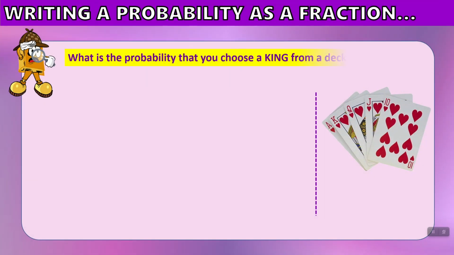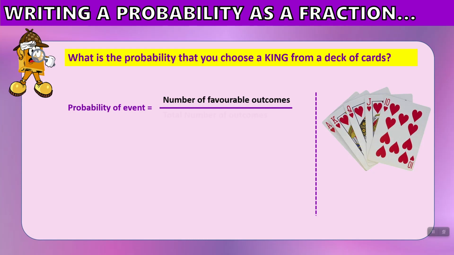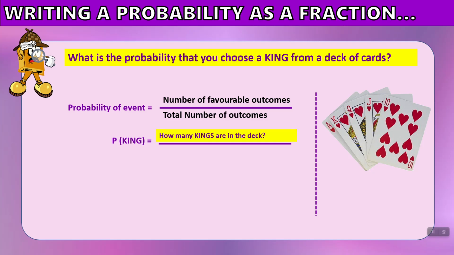And now let's look at a deck of cards. What is the probability that you will choose a king from a deck of cards? Here's the formula for the probability of an event. The probability of choosing a king is equal to how many kings are there in a deck? If you're not familiar with cards, there's the king of hearts, the king of diamonds, the king of spades, and the king of clubs. That makes four as the numerator.